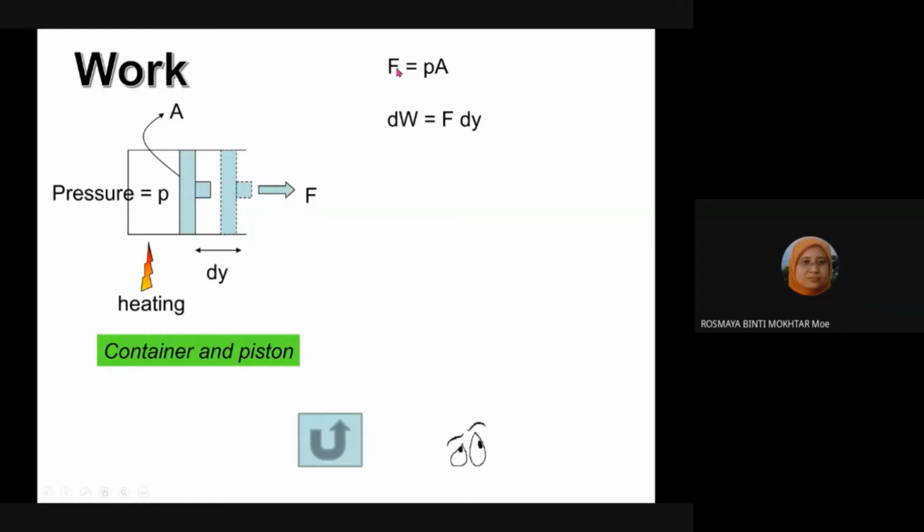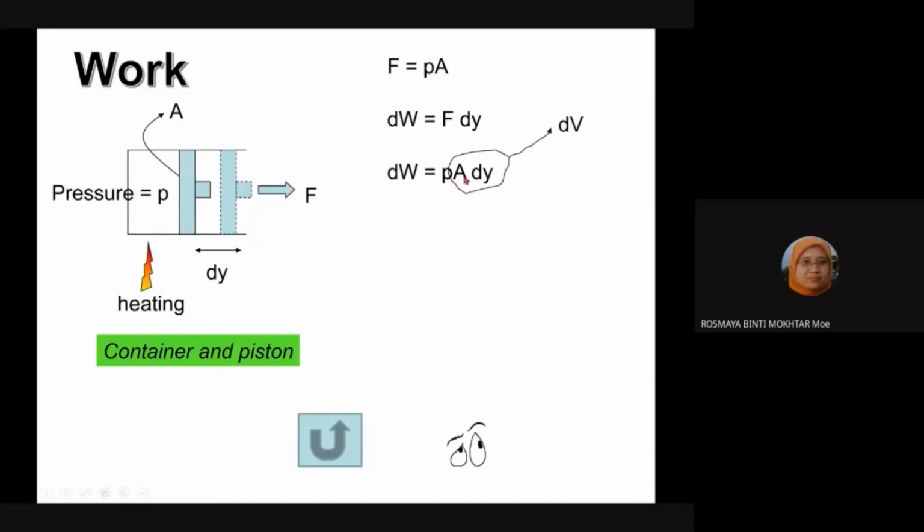Now, work: dW equals F dy. The work done, generally the formula, is force times distance. In this case there is a change in work, so dW equals force times the distance dy. We substitute work equals force times distance, so dW equals F dy. Then force is pressure times area, so we substitute into the equation here.